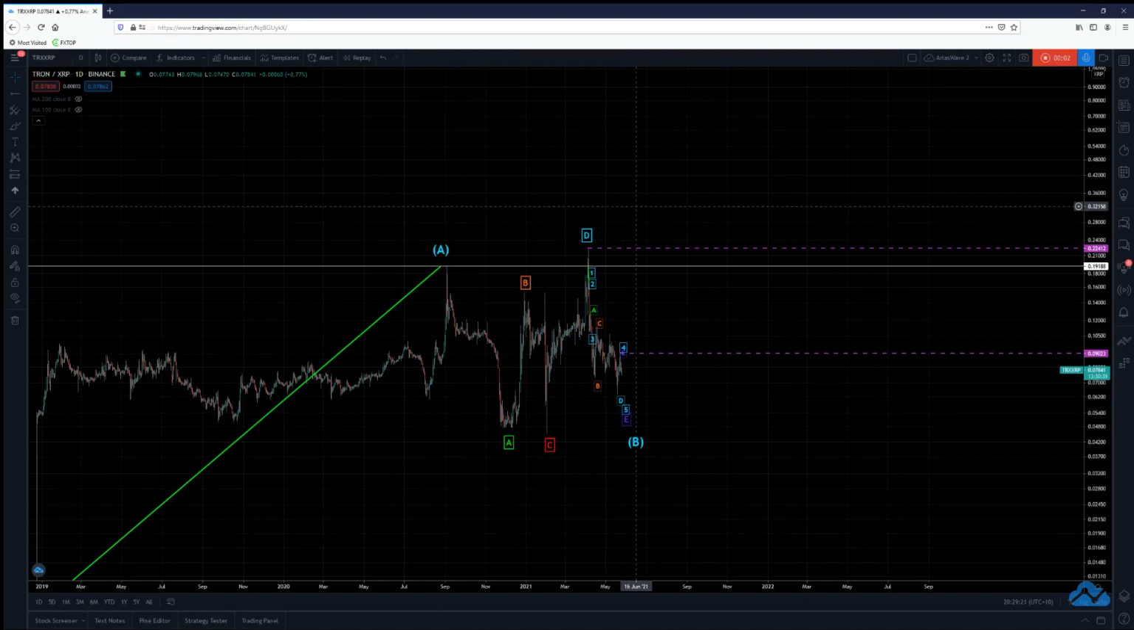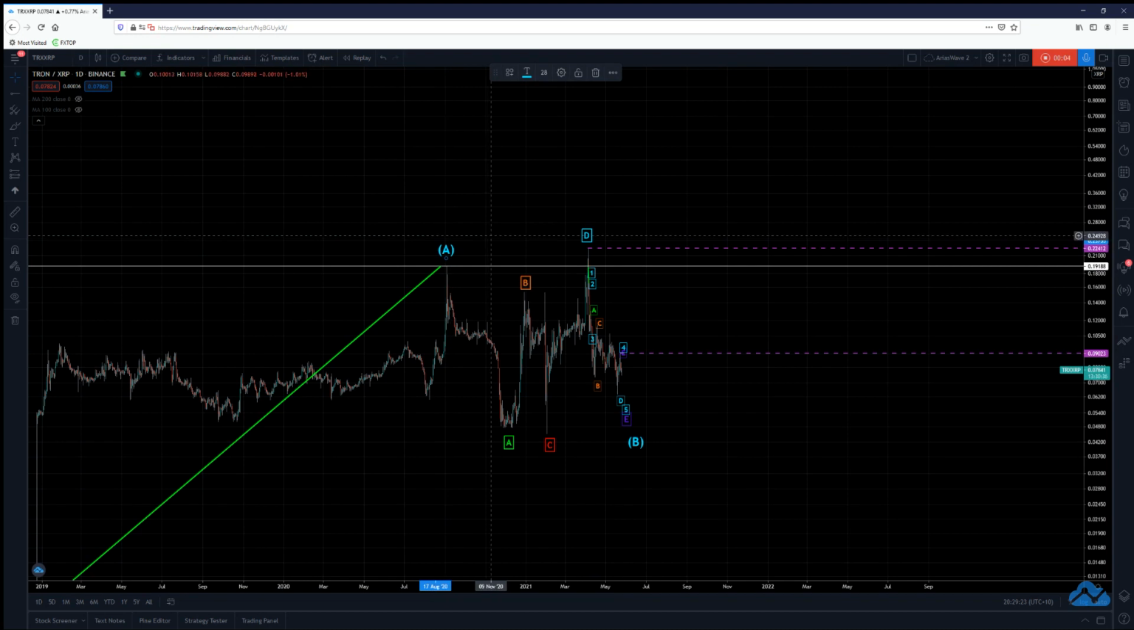So in this video, we're looking at the TRX/XRP pair and also XRP and Tron individually, right? Just to try and build up a picture of what is going on using the TRX/XRP chart and what has happened to this pattern.